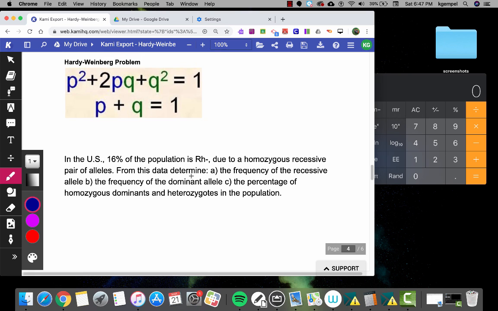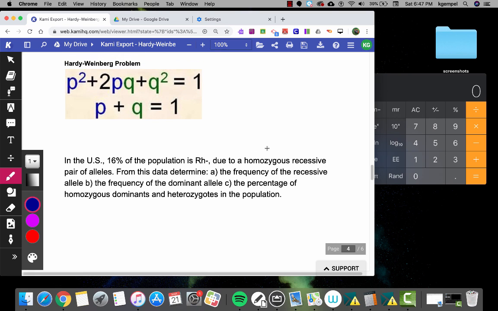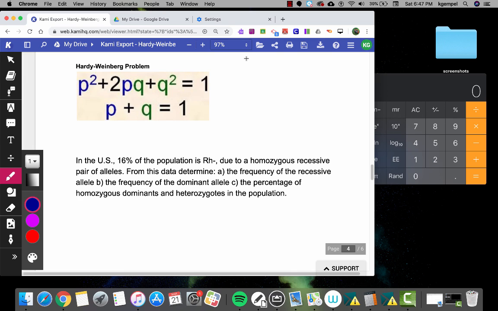Okay, so we have a population of individuals that is 16% Rh negative, which is not too far off from the national average. And if you are Rh negative, that's 0.16. So what they're giving me here, 0.16, this problem should look familiar already because it's very similar to one of the other ones. It is going to be q squared. So q squared, again, I always start with q squared.